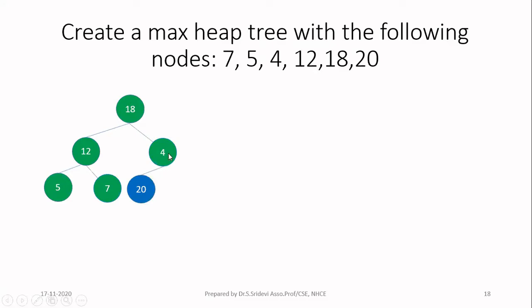Then check the property of the heap. 20 is greater than 4. So swap 4 and 20. After that, since you have swapped, you have to compare this 20 with its parent also. So 20 is again greater than its parent. So you have to swap 18 and 20. So now your tree is like this. Now this tree is following the property of the max heap. So whatever inputs are given to us, for that we have constructed a max heap tree.